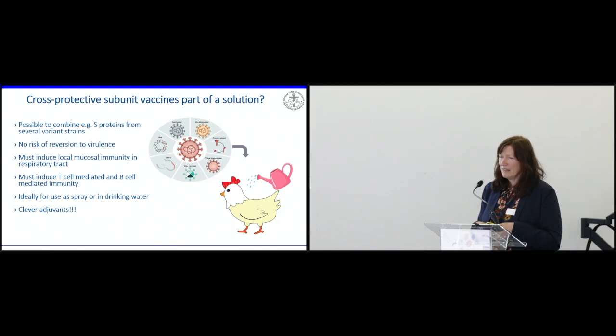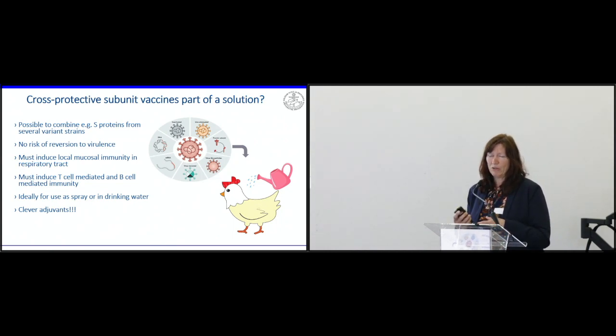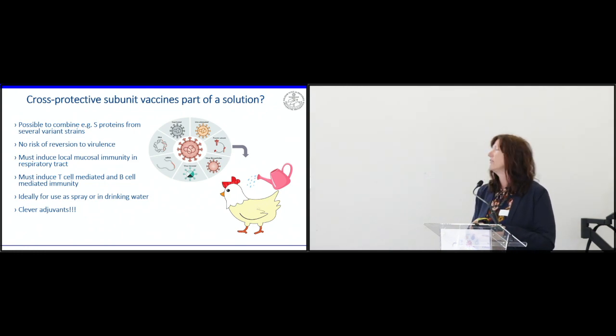What we've been looking a little bit into is subunit vaccines, and in theory that seems quite attractive. You can maybe combine different variants of the S protein, and for sure there is not the risk of reversion to virulence as we see in the live attenuated vaccines.